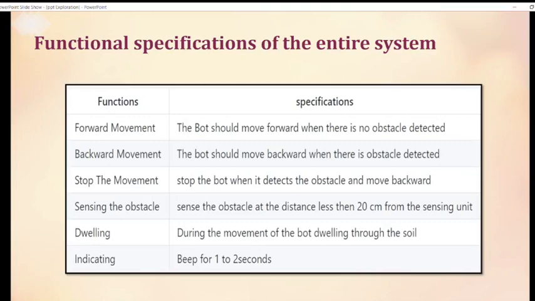But when the obstacle is detected by the bot, it may either stop its movement or move in a backward direction. Sensing obstacle. Here we use an ultrasonic sensor to sense the obstacle at less than 20 cm from the sensing unit, as ultrasonic sensors are particularly used to identify the distance between the sensing unit and the obstacle. Dwelling. During the forward movement itself, the bot will be able to dwell through the soil, and an LED light is used as an indicator when the obstacle is being detected by the ultrasonic sensor. It will be beeping at about 1 to 2 seconds.